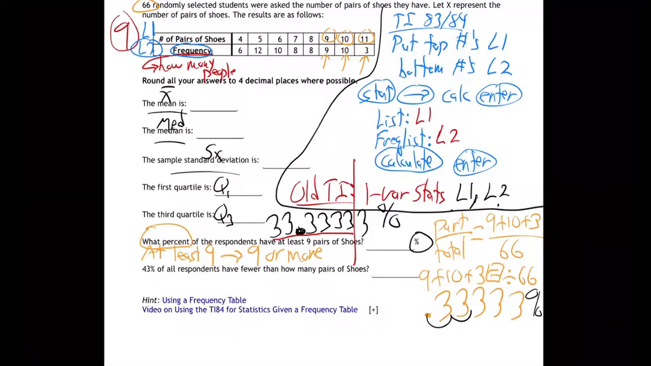Now, last question. 43%, so coming on down here, 43% of all respondents have fewer than how many pairs of shoes? That's a tricky question I've noticed for students over the years. 43% have fewer. So what they're saying is they want you to come up to this table and try to say, I don't know, maybe, let's just guess. Maybe it's this group right here. I'm just going to take a total guess. Maybe it's that group right there.